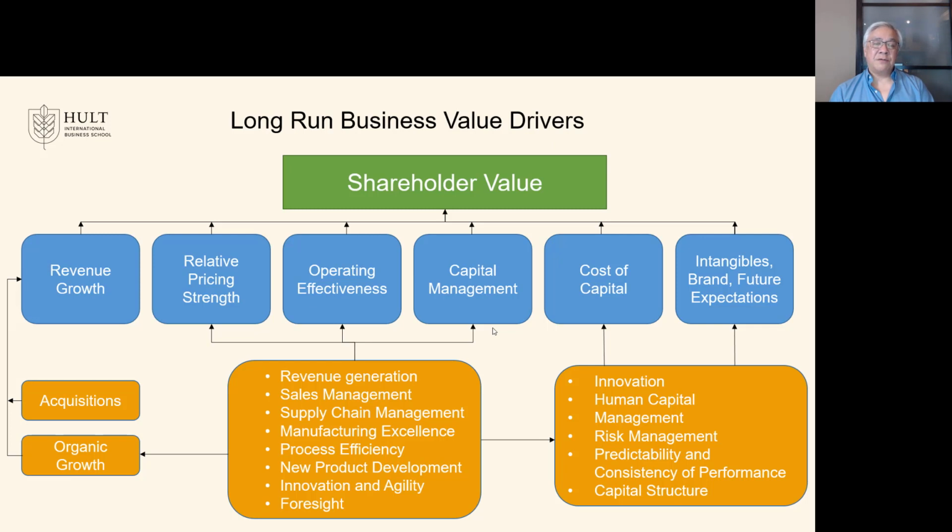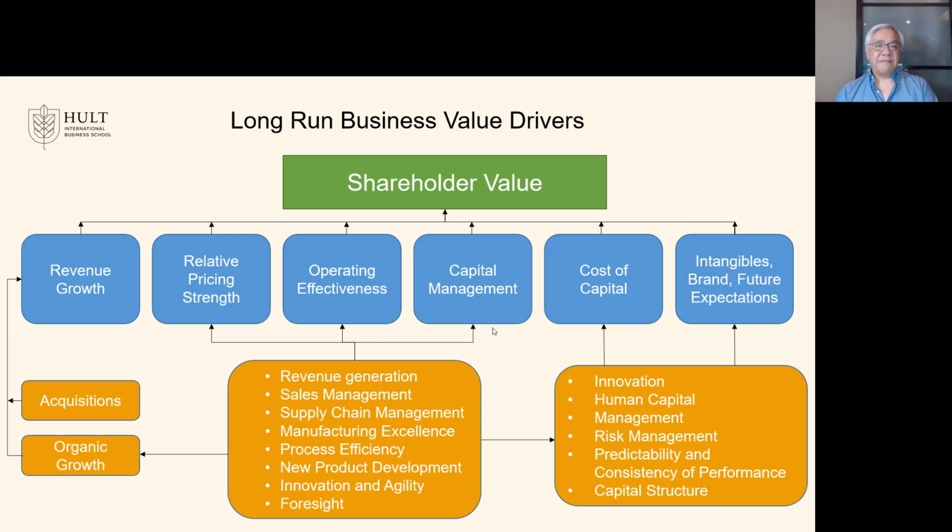Things like our ability to think through revenue generation, also sales management or supply chain management, our ability to manufacture high quality efficiently with excellence in the factories, our process efficiencies internally, such as our IT infrastructure or our ability to manage the retention of key employees. Also, new product development, keeping our company fresh with new products and new lines of business. Then the characteristics of innovation, agility, and foresight. Our ability to look into the future and see signals of change that will give us a clue as to where the company is going so we can anticipate and start moving into the direction of our market.